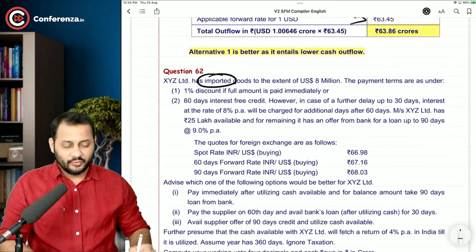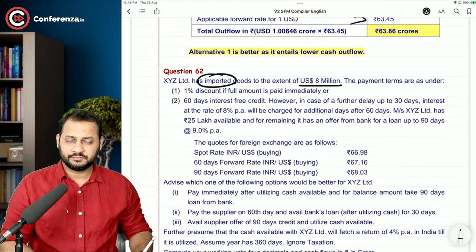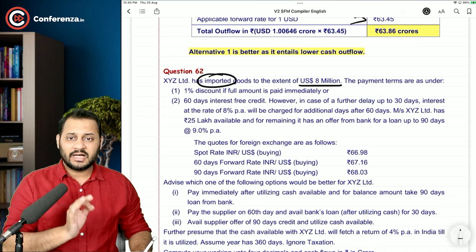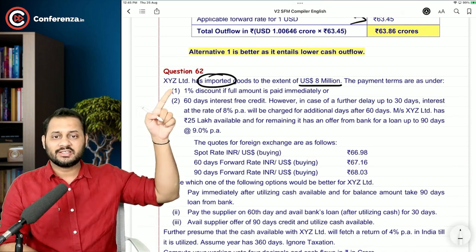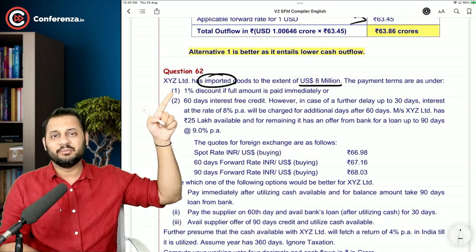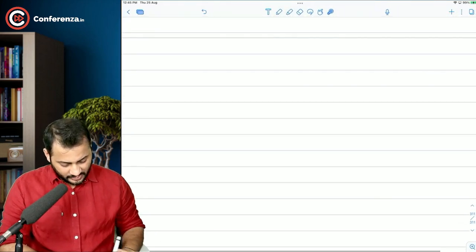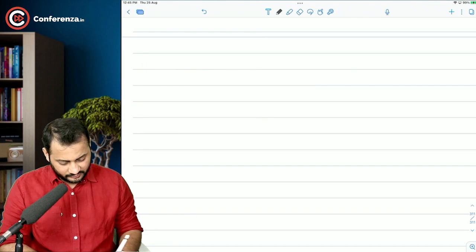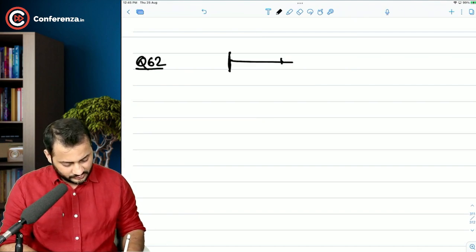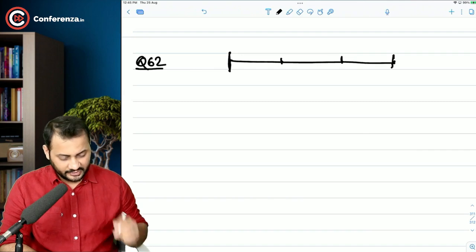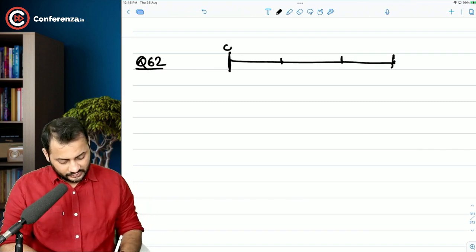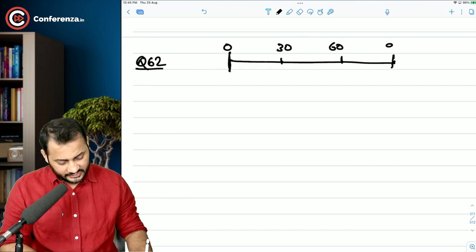To the extent of USD $8 million. The payment terms are as under: 1% discount if full amount is paid immediately. I think I will love this question and I will try not to make the mistake of millions. Question number 62. Immediately, 30 days and 90 days. 60 days and 90 days. So 0, 30, 60, 90.